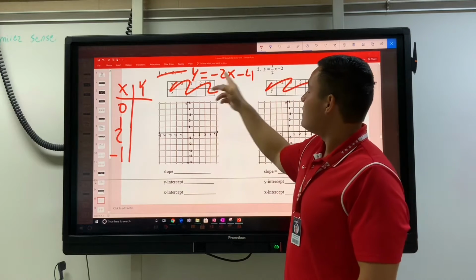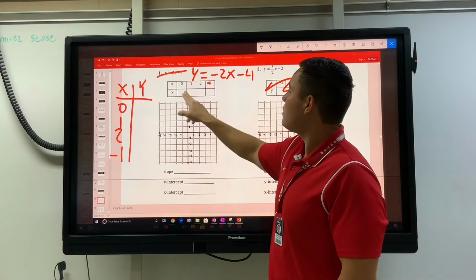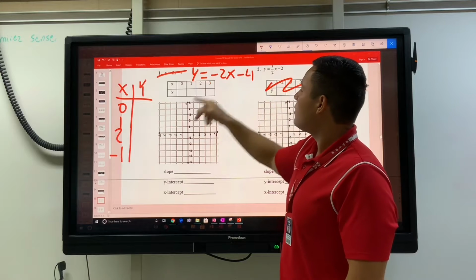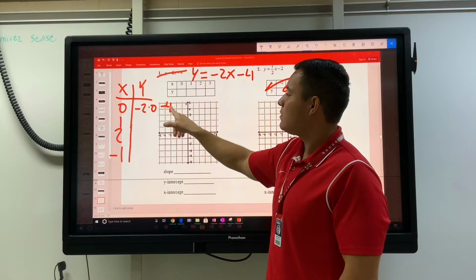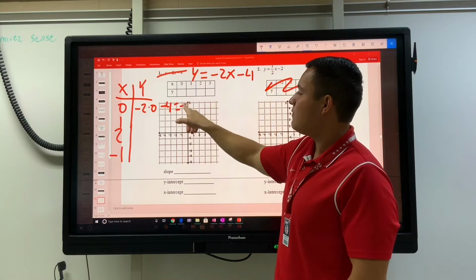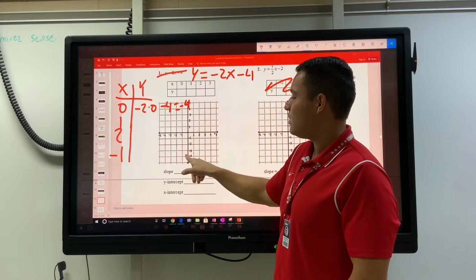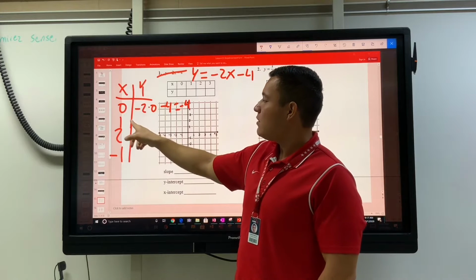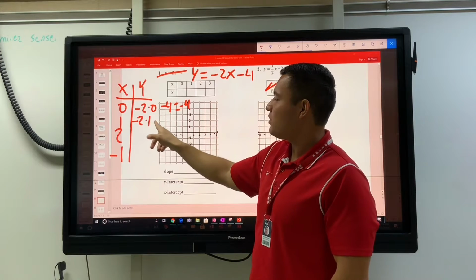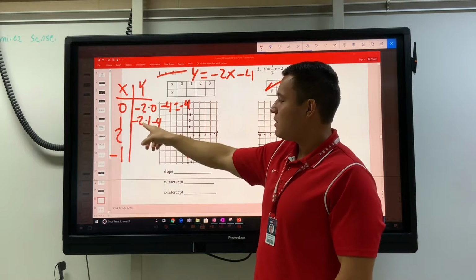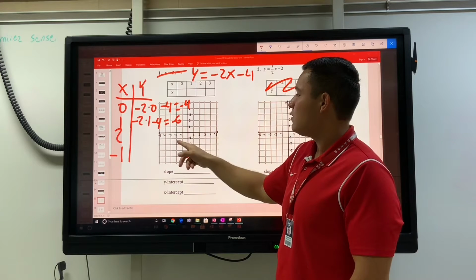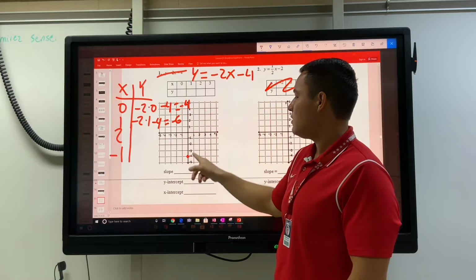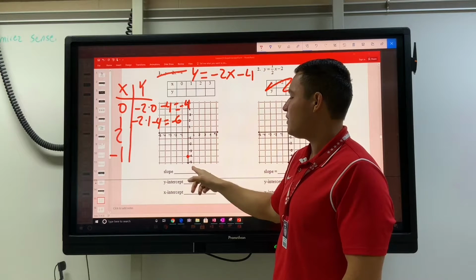So we're going to plug into this equation. We're going to do negative 2 times 0 minus 4 to get negative 4. We can go ahead and put that dot. Negative 2 times 1 minus 4. Negative 2 times 1 makes a negative 2, minus 4, negative 6. So we have 1, negative 6, which is already off my graph.